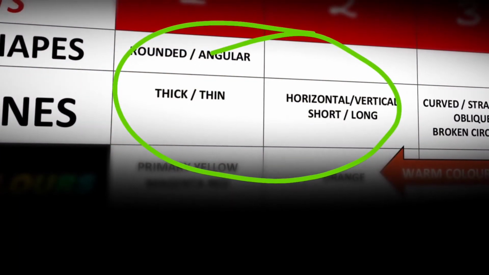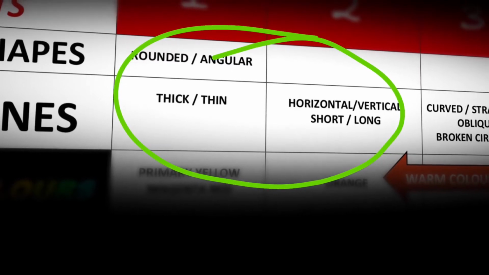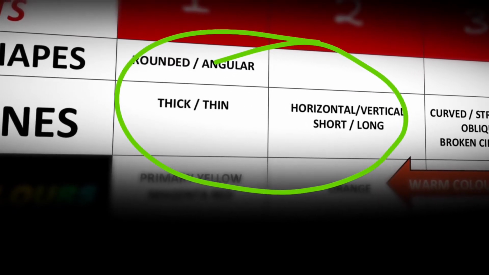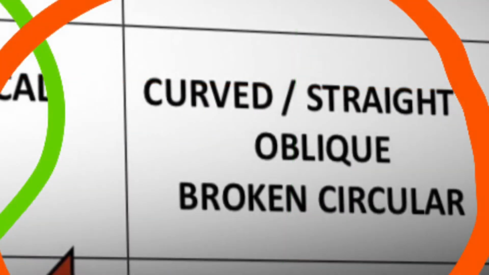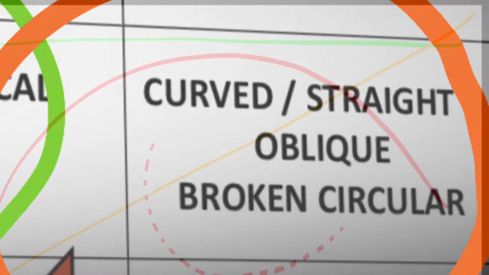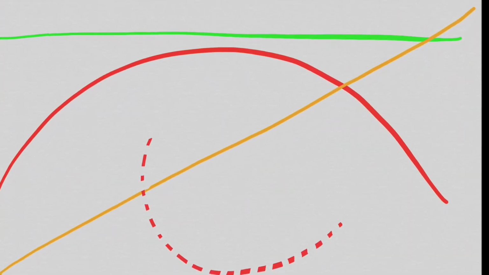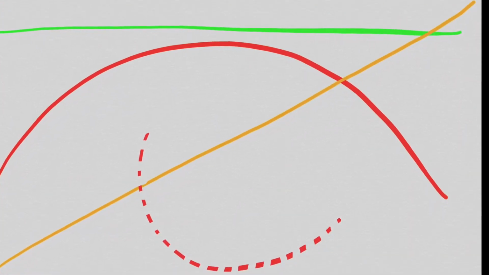In cycle 2, you should know horizontal lines and vertical lines, short lines and long lines. Here, the red one is a long line and happens to be horizontal. The green one is vertical and the blue one is short. Cycle 3, your turn. We add a curved line. We've got straight lines, oblique, the one in yellow, and broken and circular lines.